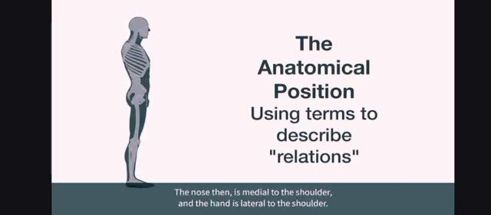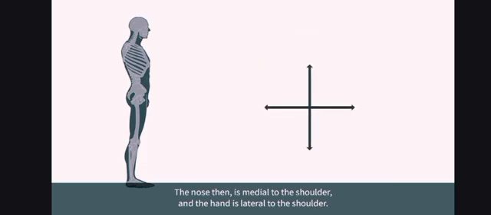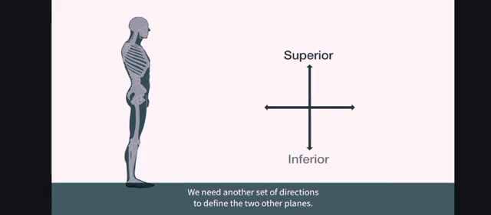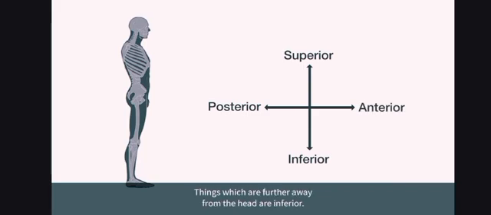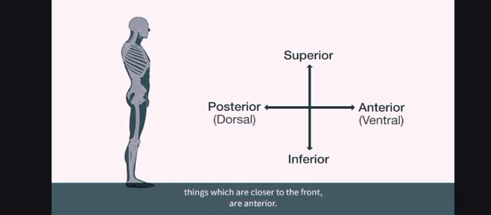We need another set of directions to define the 2 other planes. Things which are closer to the head are superior. Things which are further away from the head are inferior. Things which are closer to the back are posterior. Things which are closer to the front are anterior. Sometimes you will hear me use the terms dorsal and ventral as synonyms for posterior and anterior, especially when I'm talking about the nervous system.